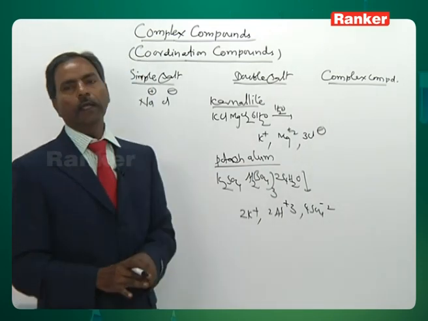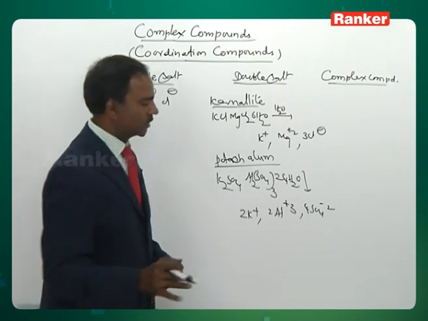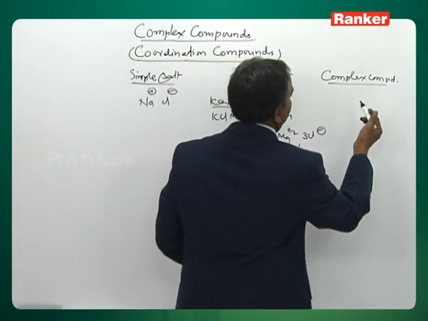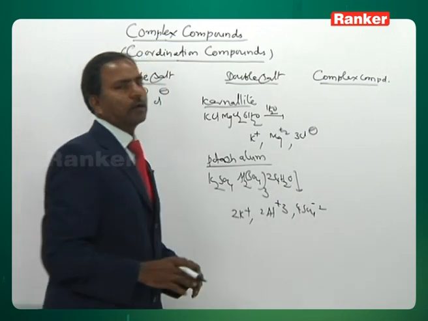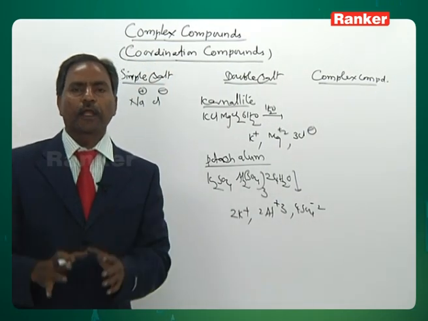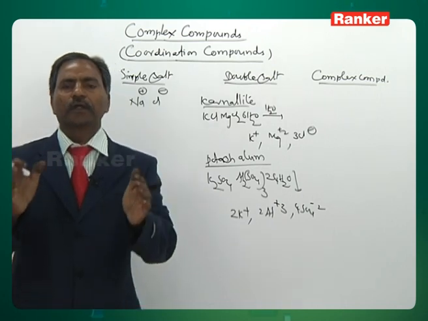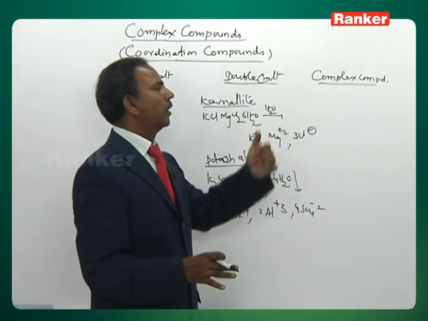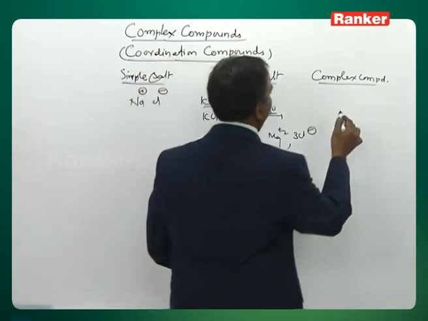Let us come to the next, complex compound. Now consider what a complex compound is. The salt or compound which undergoes partial ionization, that is, the complex ion does not ionize, such a compound we call a complex compound. Let me give you a simple example.